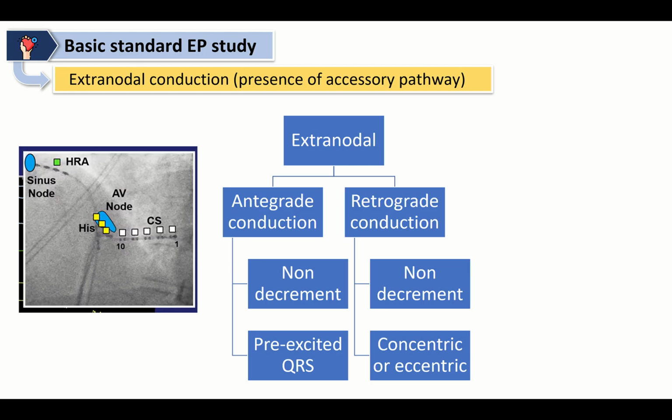QRS complex will be wide, pre-excited, delta wave, confirm antegrade conduction. Meanwhile, in retrograde conduction, during ventricular pacing, it is non-decremental conduction, fixed VA interval, and it's eccentric atrial activation sequence in case of lateral accessory pathway, and it may be concentric atrial activation, septal activation if it is septal accessory pathway, and you have to discriminate from the septal accessory pathway and the AVRT in the following.